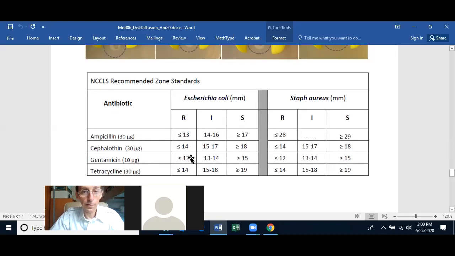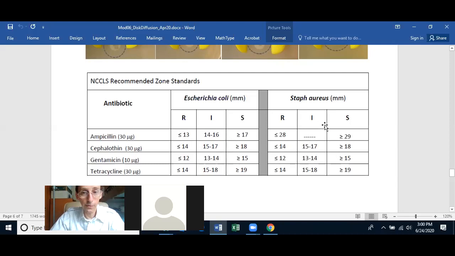So you go look up on a chart for E. coli and the different antibiotic, and it tells you the zones of inhibition, and if it's this size or smaller, it's resistant. If it's this size or larger, it's sensitive. And then in between this size and that size, meaning 14, 15, and 16 millimeters, they say it's intermediate. And most species have an intermediate.